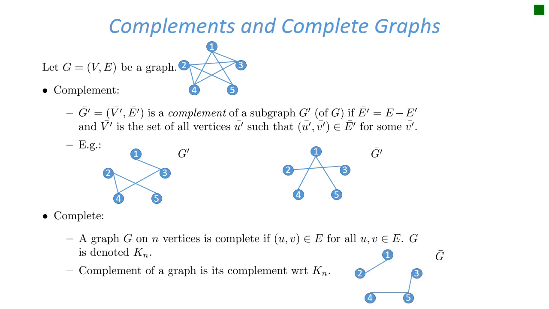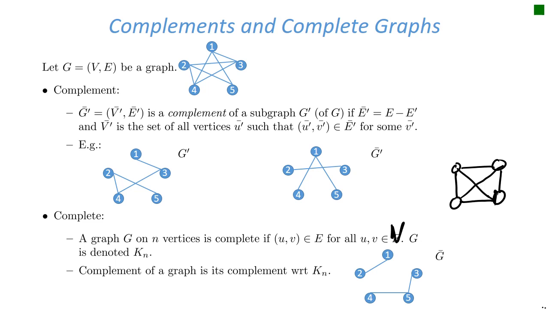A graph G on n vertices is complete if (u, v) is an edge for all u, v in the vertex set. So for all vertices u, v, if (u, v) is an edge, then the graph is said to be a complete graph. For example, the complete graph on 4 vertices would look as follows. The complete graph on n vertices is denoted by Kn.